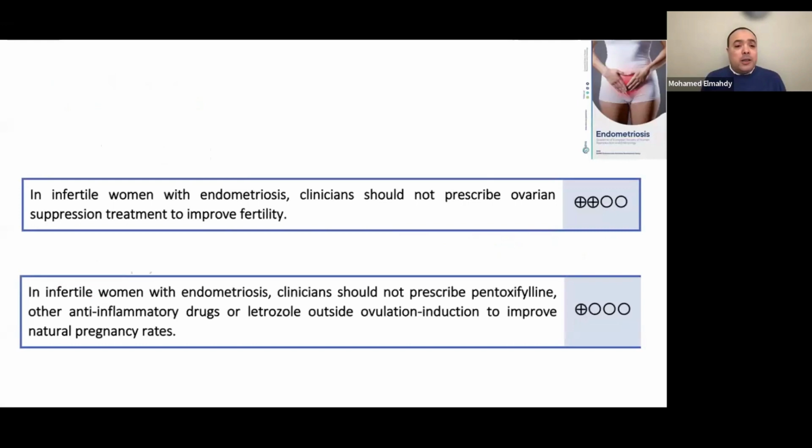Also, ESHRE guidelines said that in infertile women with endometriosis, clinicians shouldn't prescribe ovarian suppression treatment to improve fertility. Also, don't prescribe pentoxifylline or other anti-inflammatory drugs or letrozole outside the context of ovulation induction to improve natural pregnancy rates.